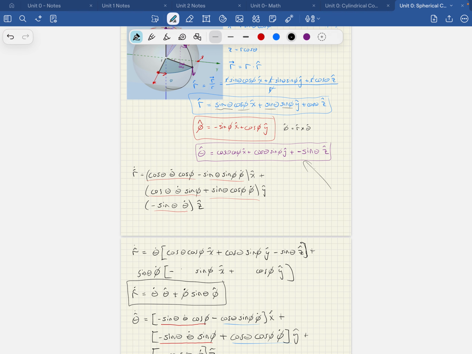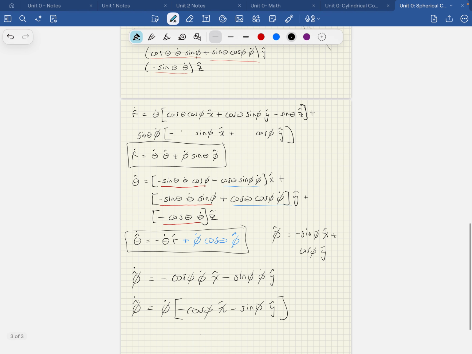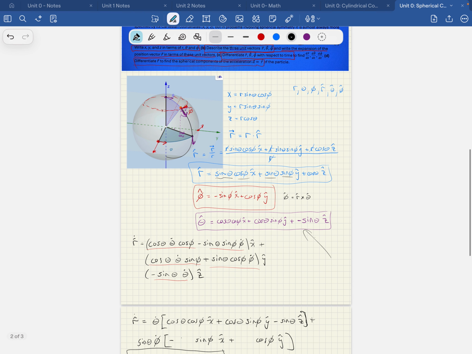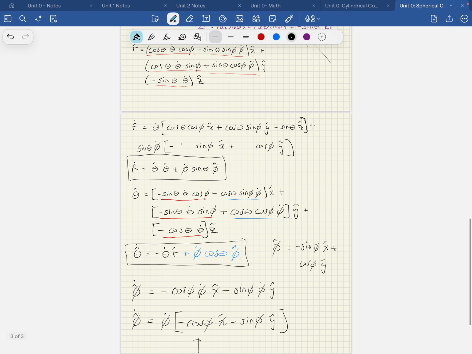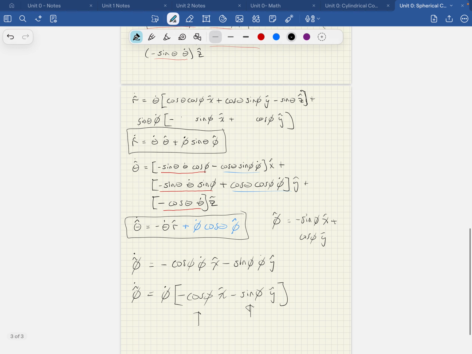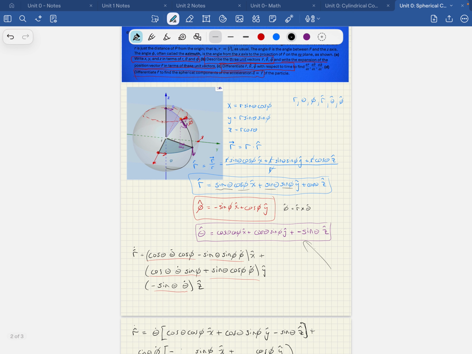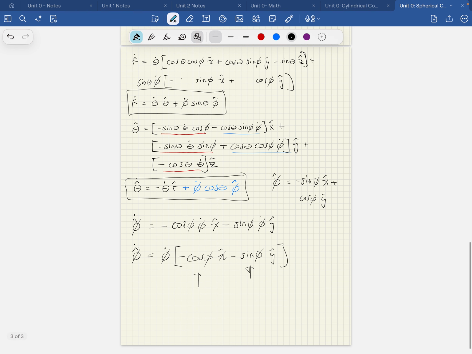So what I'm going to do, I want to end up with just cos phi, and these both have cos phi in them. And I want to end up with just sine phi, and these both have sine phi in them. So it looks like sine theta r hat plus cosine theta theta hat.